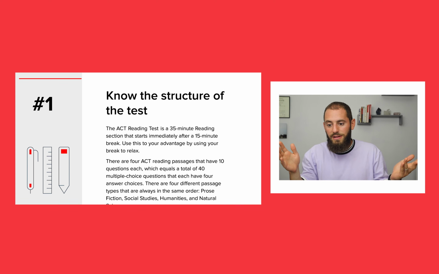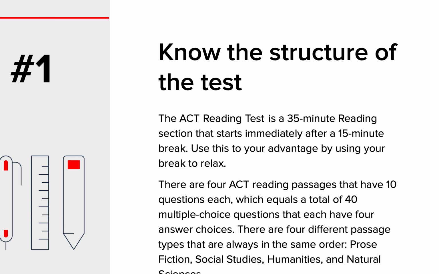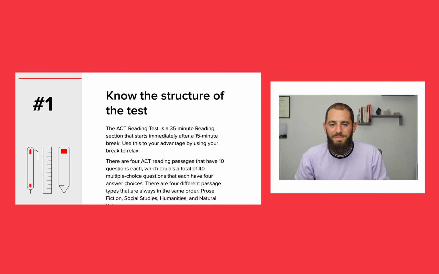So what is the structure of the test? 4 passages, 35 minutes, 8.5 minutes a passage, with bubbling in maybe 8 minutes to do a passage that has 10 questions. There's prose, that's fiction. There's social studies, humanities, and natural sciences. All right. So those are the predictable passage types. 8 minutes per passage, which is crazy. We'll talk a lot about that.